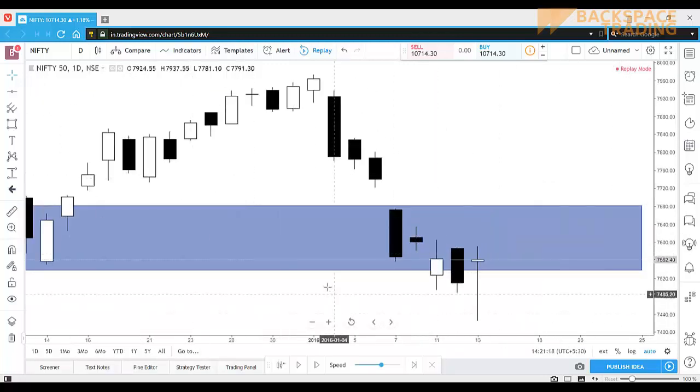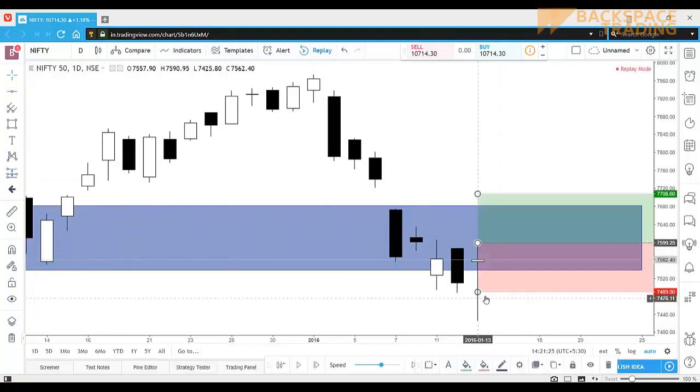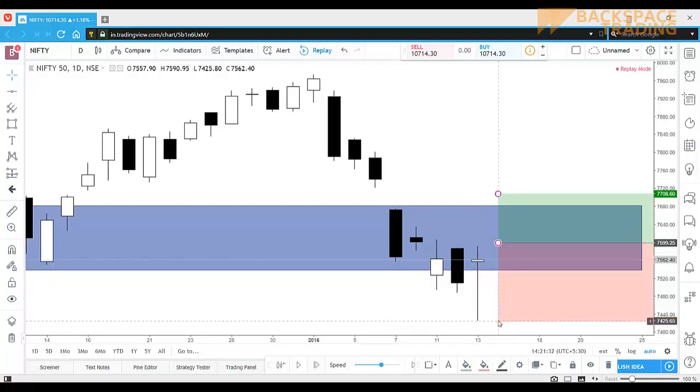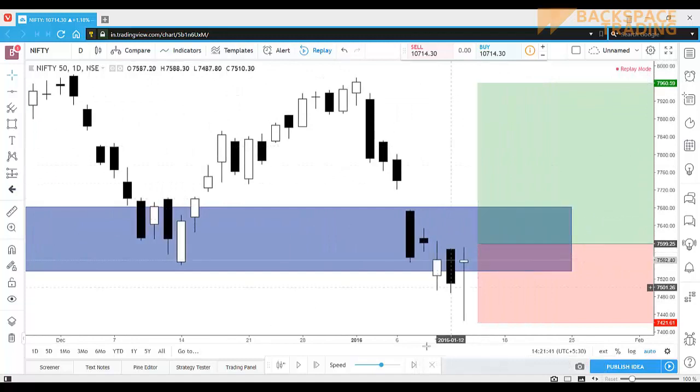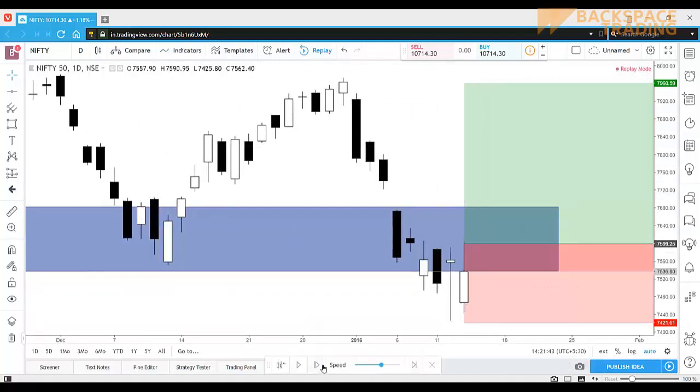Now consider, I'm just saying consider, let's say we go for a long. Where do we go long? Just above, around this high zone we go for a long, and our stop is over here, and our obvious target would be somewhere on the swing high. Consider it, just consider. What happens next day? It gets triggered over here, and the candle is nearly closing below the support zone.